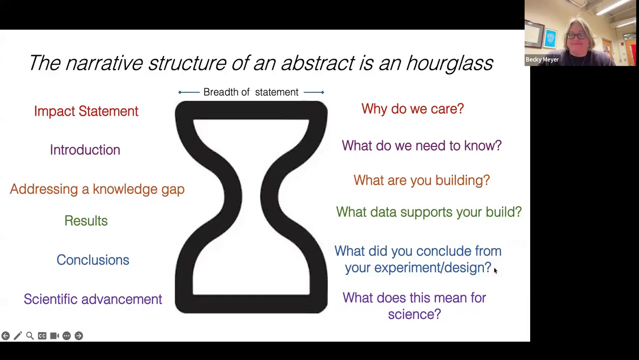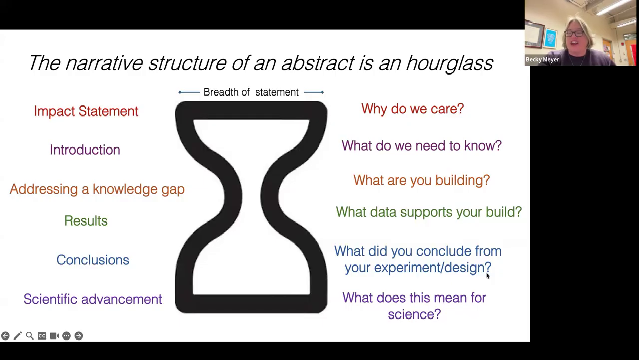Awesome. I will share these slides along with the recording so you guys can reference this and use it as a template as you write your own abstracts. Oh, Becky, any advice for writing titles?